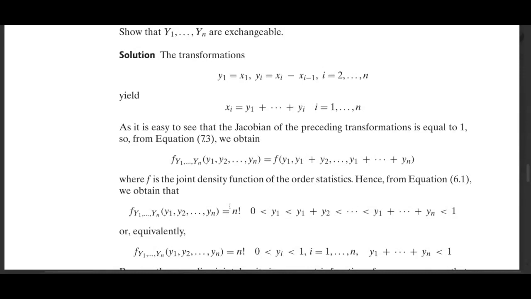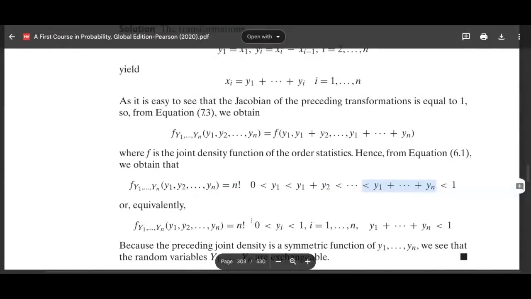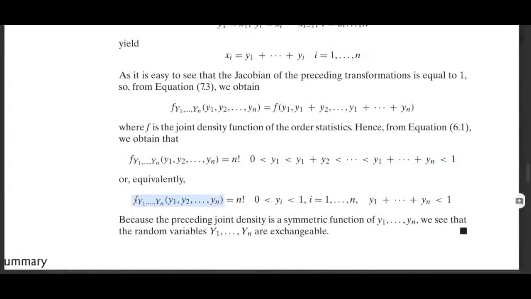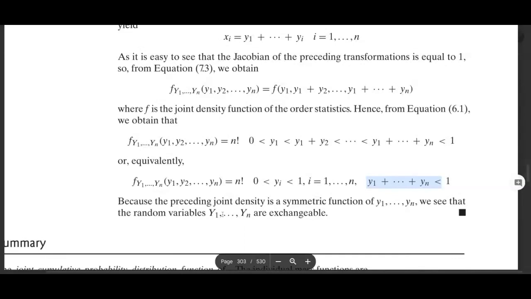Then from equation 6.1, we have f of y1 up to yn equals n factorial, for yi between 0 and 1. Because the preceding joint density is a symmetric function of y1 up to yn, we see that the random variables y1 up to yn are exchangeable.